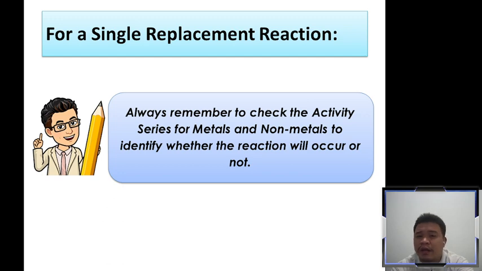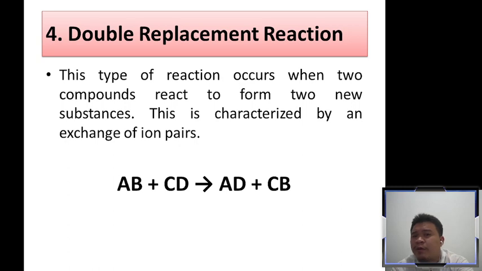Now, another type of reaction, which closely resembles the single replacement reaction, is what you call a double replacement reaction. This type of chemical reaction usually occurs when two compounds react to form two new substances, and it is characterized by an exchange of ion pairs. So, in symbols, AB plus CD yields AD plus CB. Okay. Now, how does it resemble a single replacement reaction? In a sense that they exchange ions.